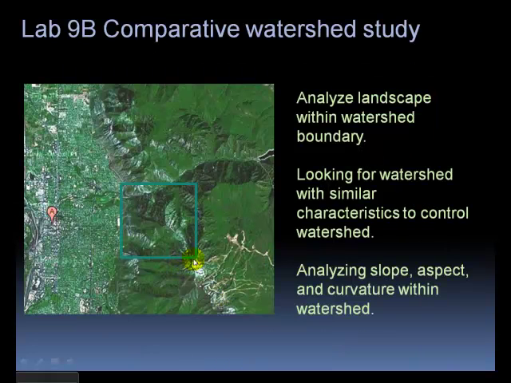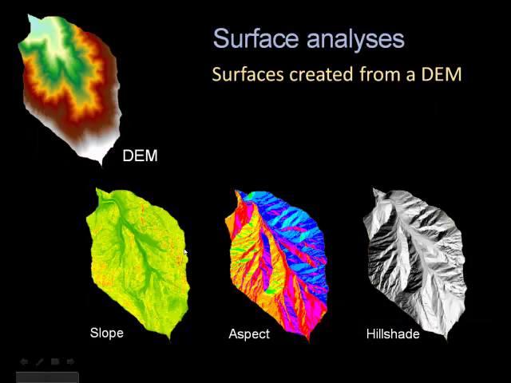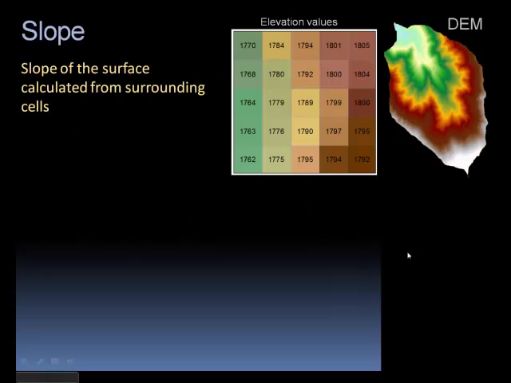Basically, a group of scientists, they have a control watershed, and they're asking you to analyze some surface characteristics of this watershed landscape to determine if the slope, aspect, and curvature meet the requirements for a paired watershed study. So as a little bit of a refresher, just remember that there are different surfaces, different rasters that we can create from DEMs. You're going to be creating a slope, aspect, and hillshade in addition to curvature surfaces in this lab.